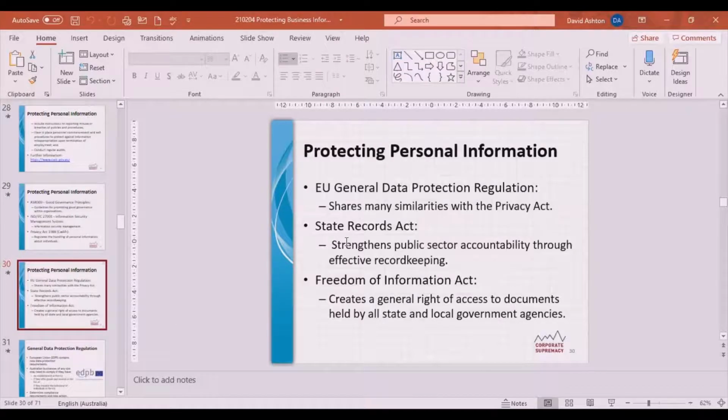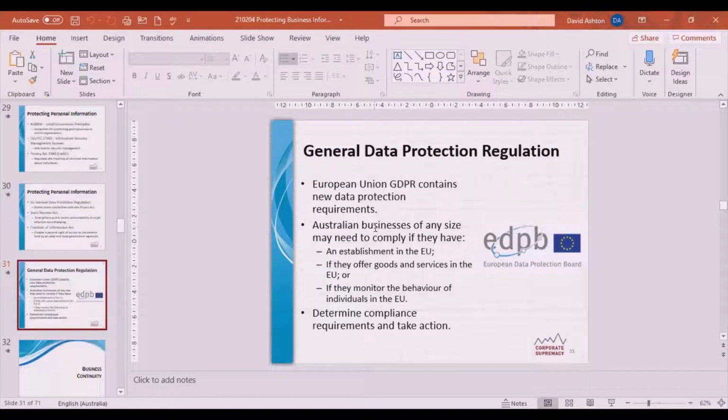The next slide is just some information about the General Data Protection Regulation in Europe. So if you do business in Europe, check that organisation out and seek some further information on what you need to comply.